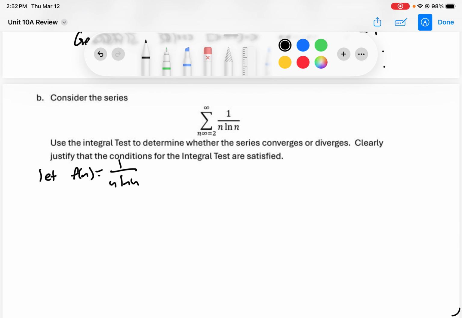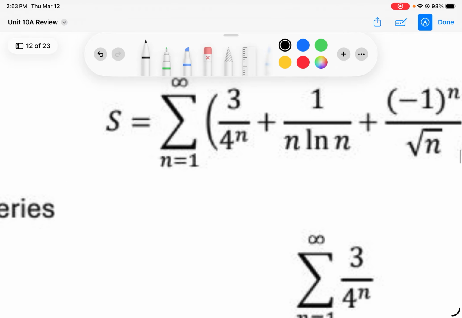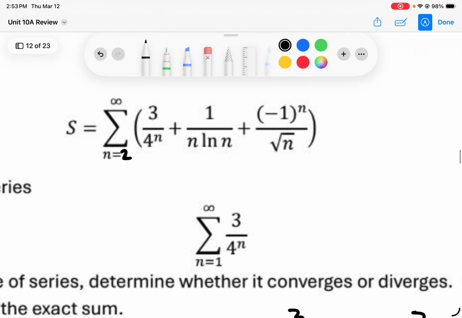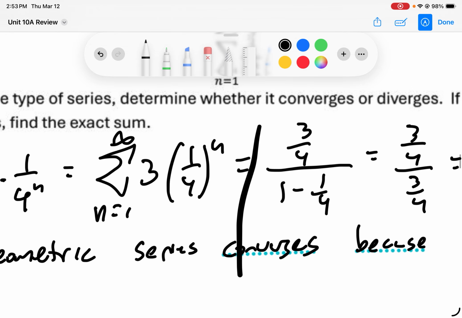Oh, there's a typo. Up here, I'm sorry, right here, this should say n is 2. So we have to start at 2. If n started at 1, this part right here would be 1 over 1 times the natural log of 1, which is 0. And I'd get 1 over 0, which is undefined. So that'd be a huge problem. I should have fixed that. It should be a 2. So the series is defined starting at 2.